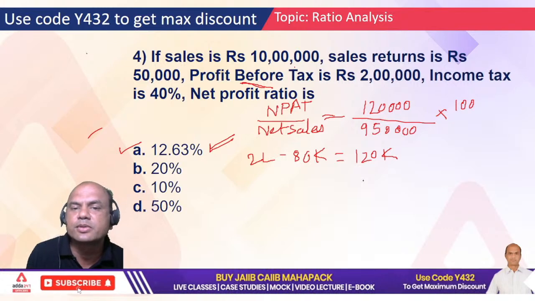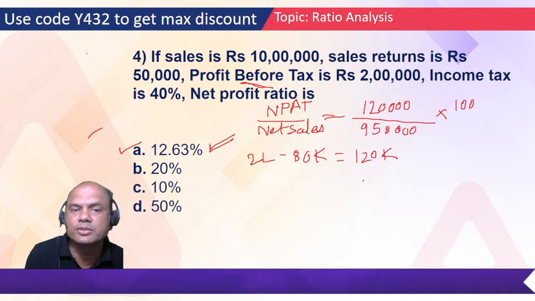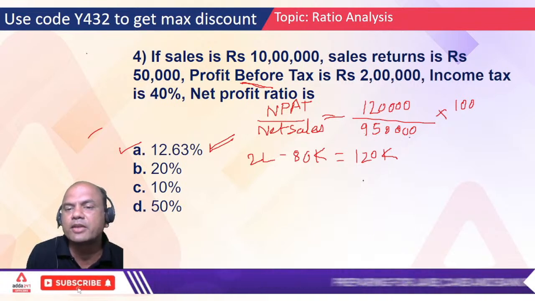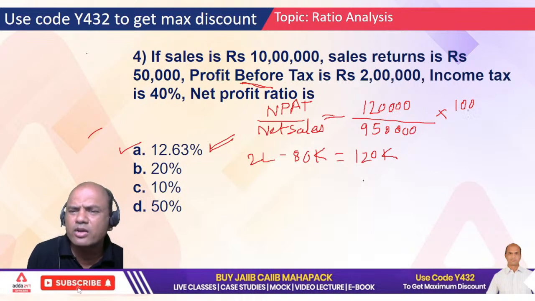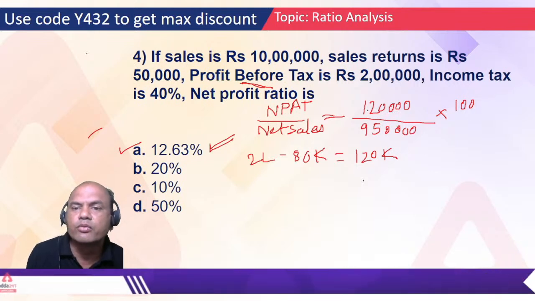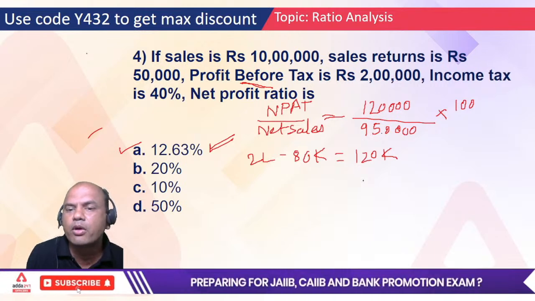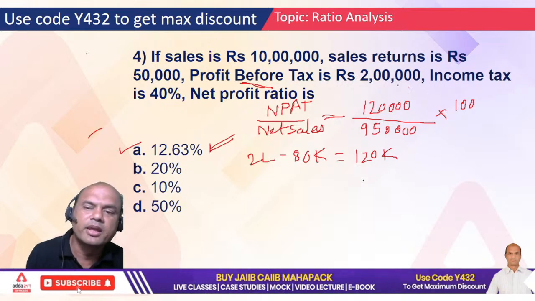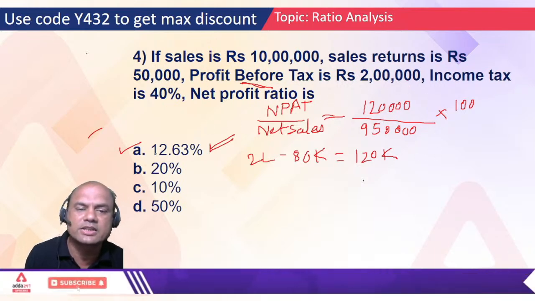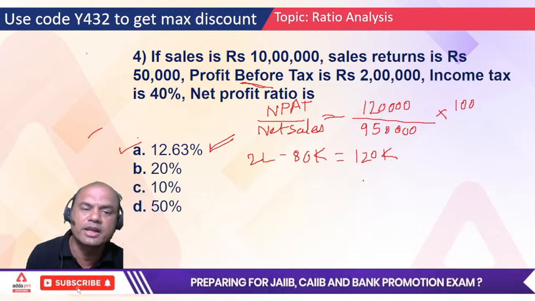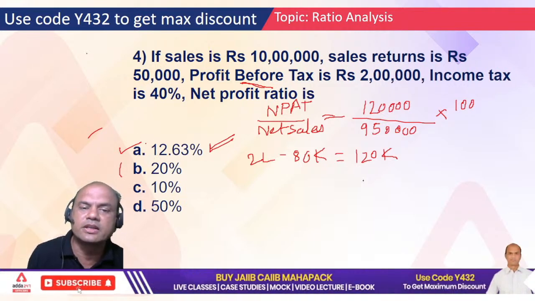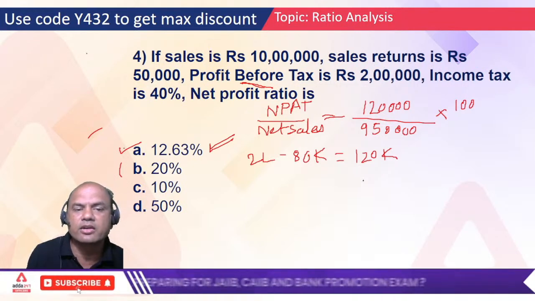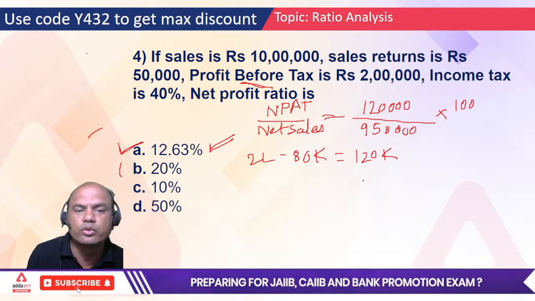Net sales. Net sales means 10 lakh minus 50,000 because this is returned. So 9 lakh 50,000, it becomes 950k. Into 100 of course because we are finding percentage. So 1 lakh 20,000 upon 9 lakh 50,000 into 100. You do the calculations over here. Immediately do it. How many of you are getting the answer as 12.5 or 10? What is the answer you are getting? A or C? Which one? Remember, so answer is correct. Type it fast. Yes, A. You need to practice it.